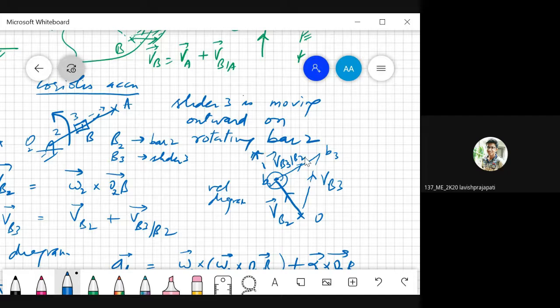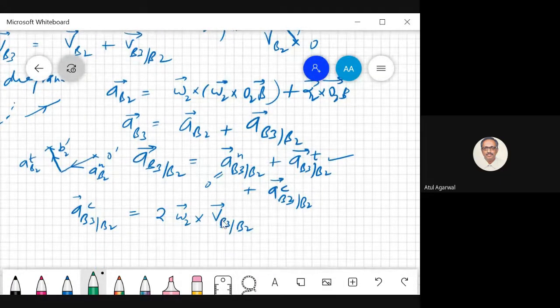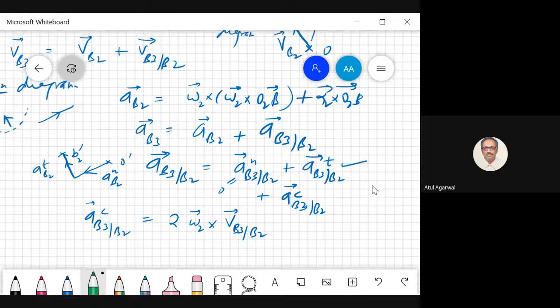Yes, in the direction of VB2. So it will go perpendicular to OB3 and pointing in the direction I have shown with the arrow. Do you agree? Yes, sir. So this will be acceleration of B3 with respect to B2 Coriolis. This you can calculate. You know the numbers. You know omega 2, you know the relative velocity of B3 with respect to B2. So this value is known, and the direction is known by this cross product.